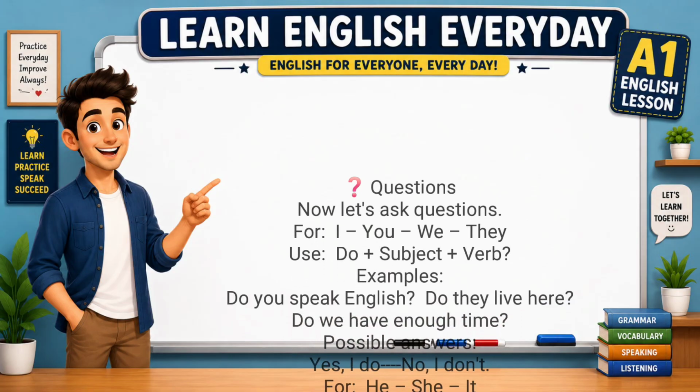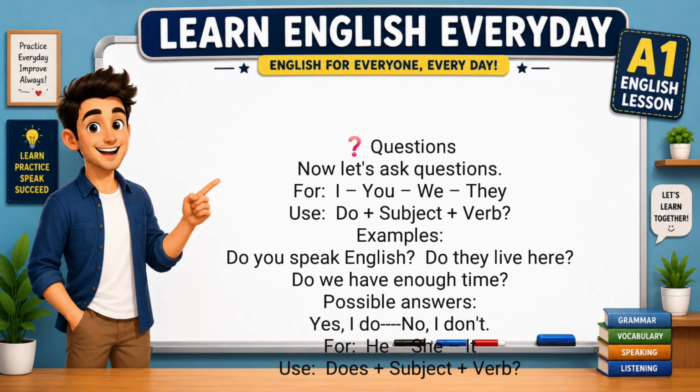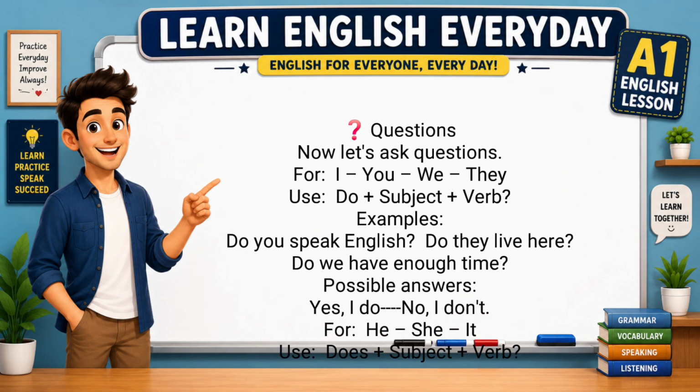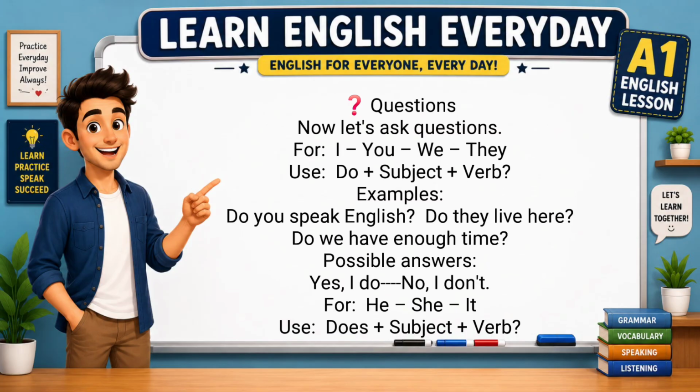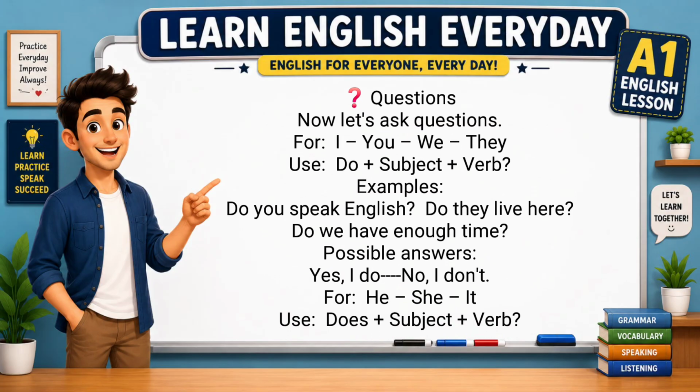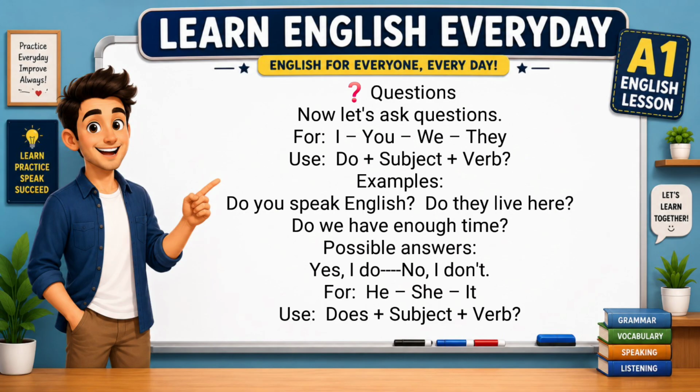Questions. Now let's ask questions. For I, you, we, they. Use do plus subject plus verb. Examples: do you speak English? Do they live here? Do we have enough time? Possible answers: yes, I do. No, I don't.